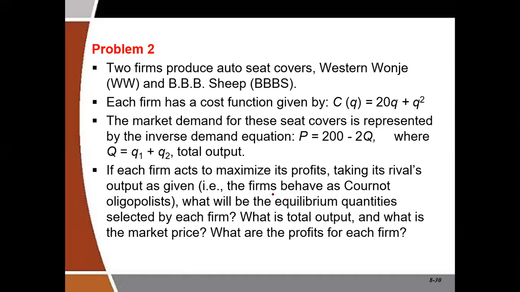Let's look at this example. Two firms produce auto seat covers. Each firm has a cost function of 20Q plus Q squared. The market demand for seat covers is represented by P is equal to 200 minus 2Q, where Q is equal to Q1 plus Q2. If each firm acts to maximize its profit, taking its rival's output as given, as in Cournot, what is the equilibrium quantity and what is the profit for each firm, all right?